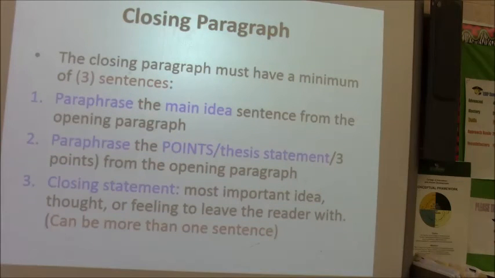So, the closing paragraph is basically, we're going to paraphrase. That's a big word. Paraphrase. We're going to paraphrase the information in our essay. Specifically, we're going to paraphrase the main idea, our C, our composition topic, right?